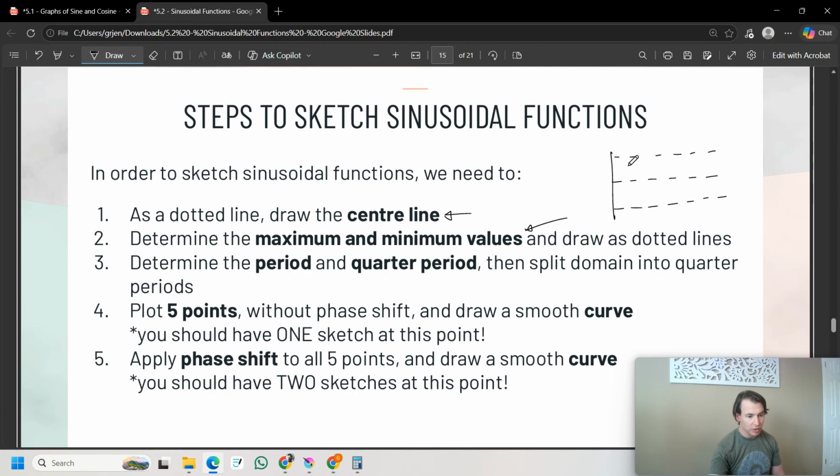That's a visual representation of your range, and then you can just link up your points with a beautiful line. Determine the period and quarter period, and split the domain into the quarter period. So there's a quarter, there's a quarter, there's a quarter, there's a quarter, there's a quarter, right? My period here is right there, like that.